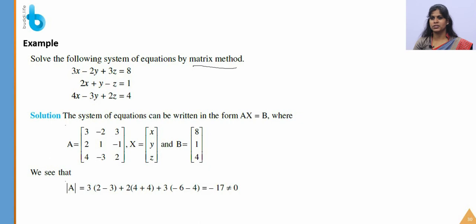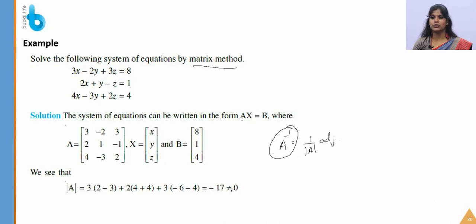question, solving the equation. See, the system of equations can be written in the form of Ax equal to B. Next, we should find A inverse, which is 1 by determinant of A into adjoint of A. But we are not using it now. First we will find the determinant of A. Why we are doing this is, we need to multiply the inverse with B. So first find the determinant of A.